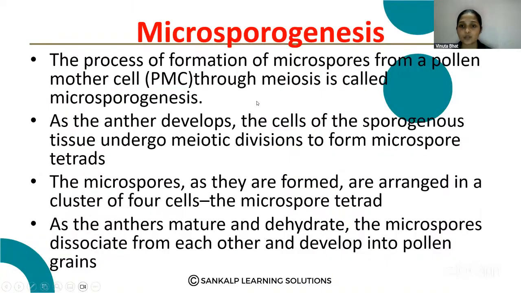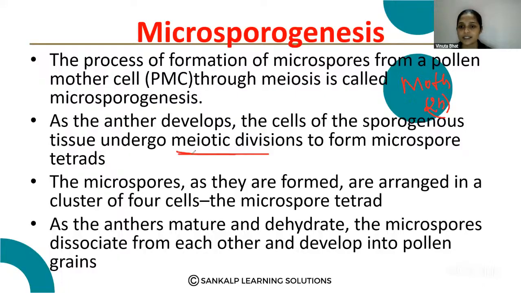Then microsporogenesis. This is the process of the formation of the microspores. Microspores are formed within the microsporangia. Within the microsporangia, there is a pollen mother cell. Always remember, mother cell means it is diploid in condition, that is 2n, which undergoes meiotic cell division. That meiotic cell division is the reductional cell division. The number of chromosomes becomes half, right?